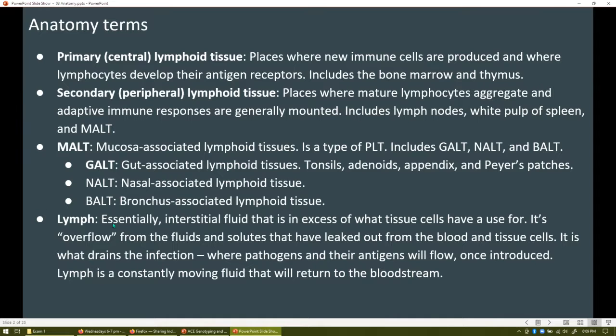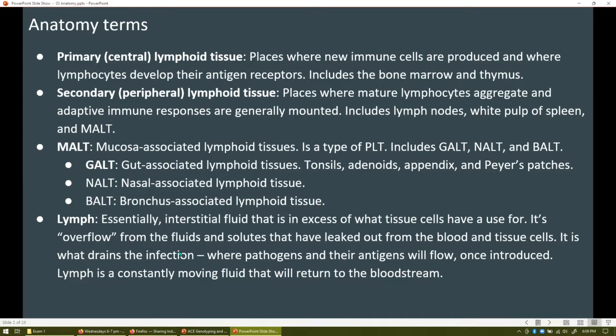Now, lymph is essentially excess interstitial fluid, in excess of what tissue cells have a use for. It is overflow from fluids and the solutes that have leaked out from the blood and tissue cells. Okay, and you do have blood constantly leaking out a little bit of its fluid into interstitial space. That fluid, if it's not drained by the lymphatics, will accumulate and you'll have swelling build up. So lymph has to move, or else you'll have swelling.